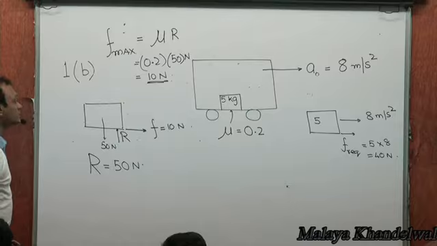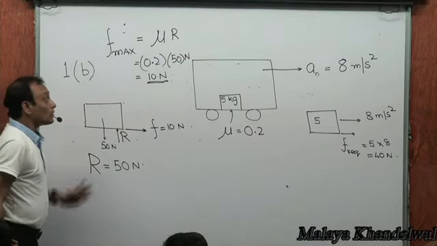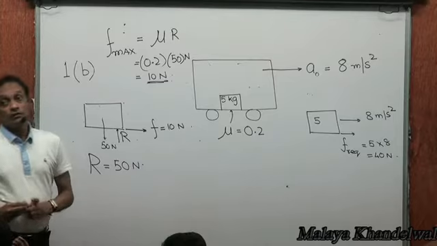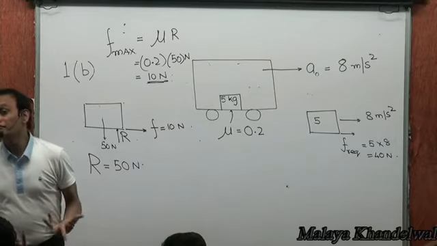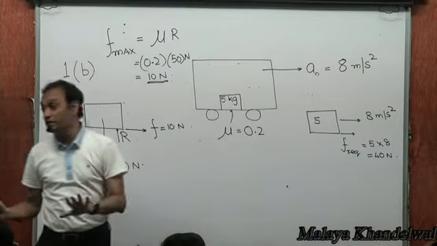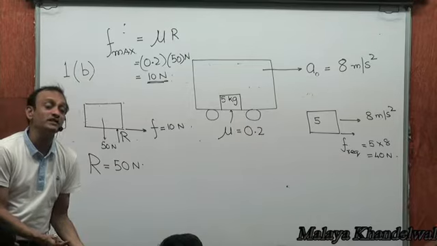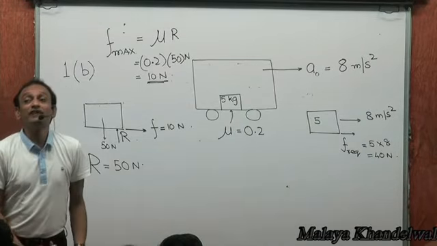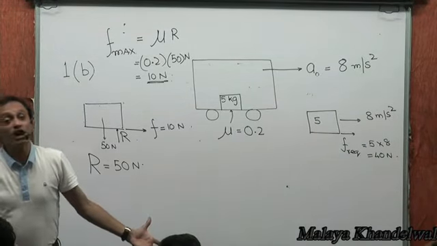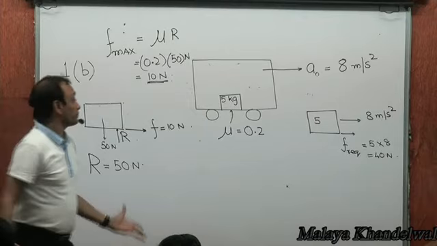Right? Now, consequently, relative motion comes into play between the block and the cart. The cart has a rightward acceleration of 8 meters per second squared. The block cannot have a rightward acceleration of 8 meters per second squared because of inadequate friction.